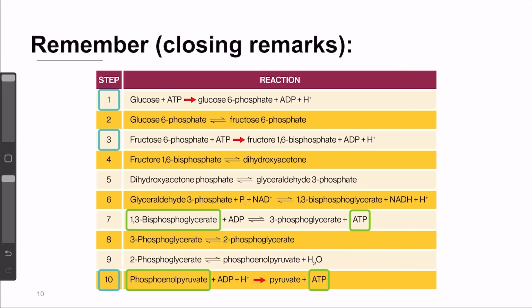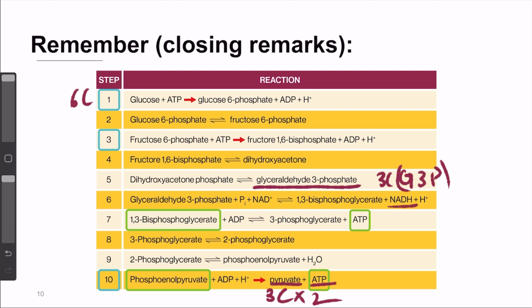Now, let's review some of what we've learned. 6 carbon compounds of glucose ends up in 3 carbon pyruvate, and there are 2 pyruvate molecules because 6 can only be broken down into 2 groups of 3. This is G3P. And by the end of the process, there is the formation of pyruvate, ATP, and NADH.